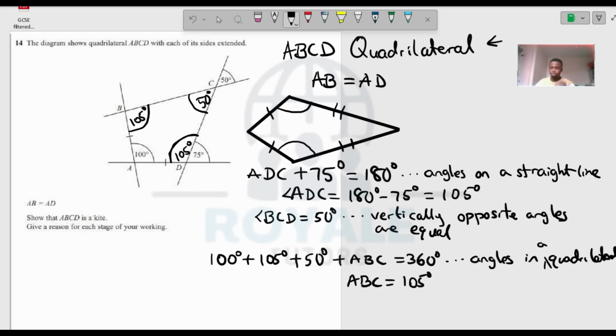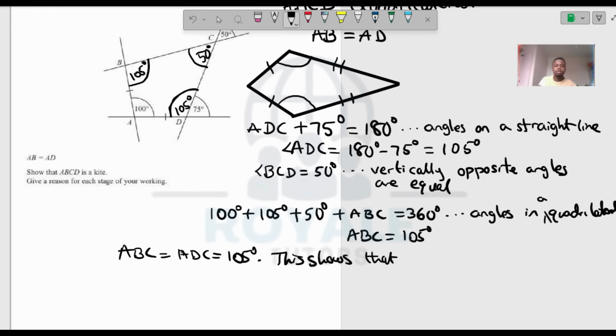Don't forget, I told you in the properties of kites, you have those opposite angles equal to themselves. So my conclusion will be that ABC is equal to ADC, equal to 105 degrees. Full stop. So this shows that ABCD is a kite. And that is it. The box is just to say that I have shown the required.